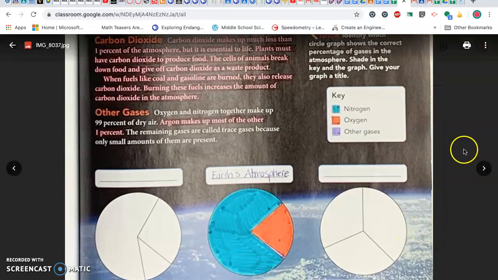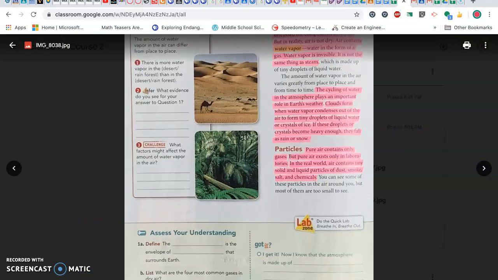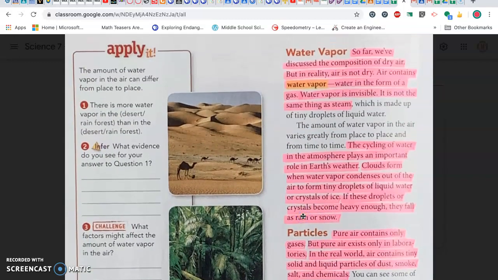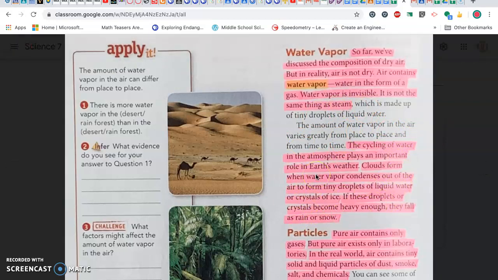All right. Moving on. Water vapor. Your book, like I said before, makes a point of telling you, and it's important to understand, water vapor is different from steam. So when you think of steam, steam is actually little droplets of water that are suspended in the air. Water vapor is truly water in a gas form. All right, so it's two different things. And then it talks about here that this cycling of water in the atmosphere is going to play a very important role in how our weather forms and our weather patterns.